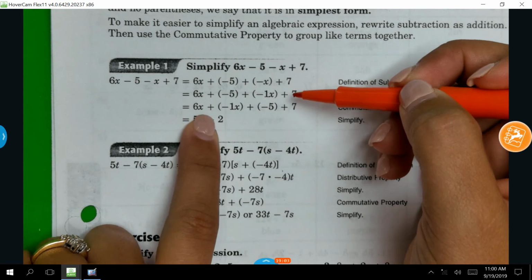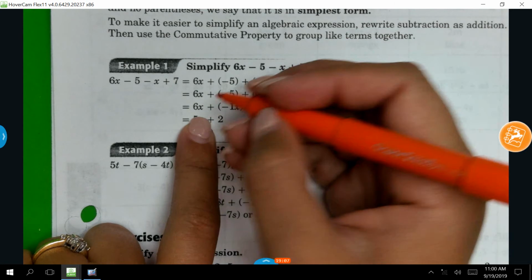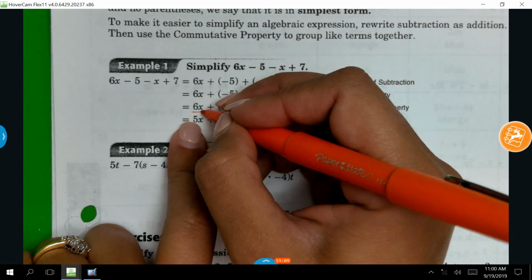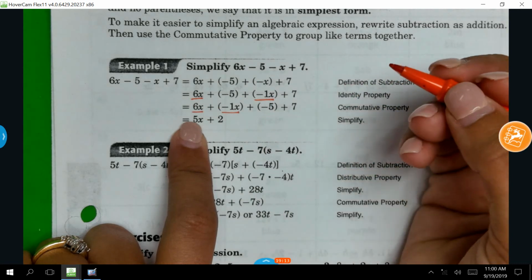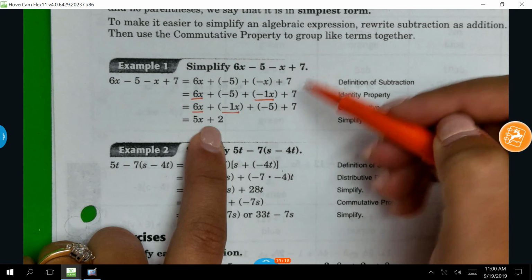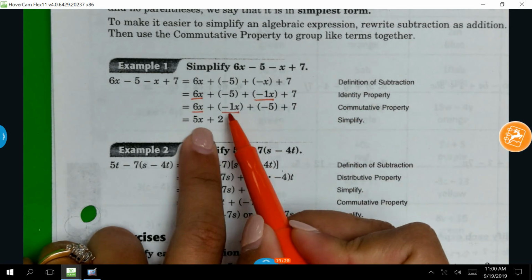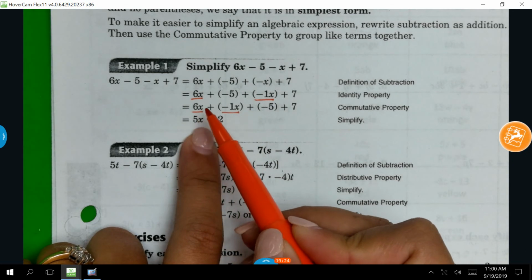What are my like terms? 6x and my negative 1x, right? They both share an x, so that means they are like terms. They went ahead and rewrote them using the commutative property. They reordered it so their like terms were next to each other. I don't really care if you do that.